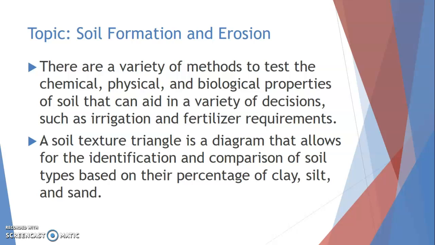And basically you would have to just come up with a hypothetical situation of how you would do it, what it would tell you, and then where would you go from there. And then the soil texture triangle is a diagram that allows for the identification and comparison of soil types based on their percentage of clay, silt, and sand.